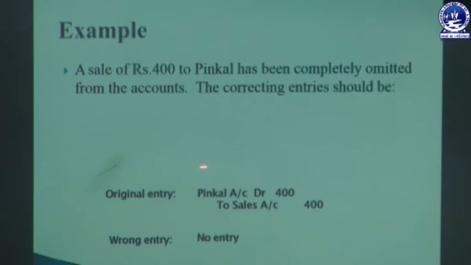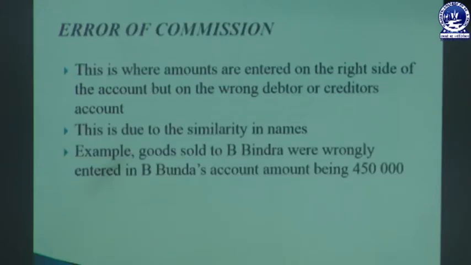But this journal entry is not made in the books of account. When that is not made, that is a type of omission, that means it is completely omitted at the time of recording this transaction in the books of original entry. When that type of error is there, it is called an error of omission, and in that case the trial balance will still agree. So the wrong entry means there is no entry, it is completely omitted, and we must further record it.